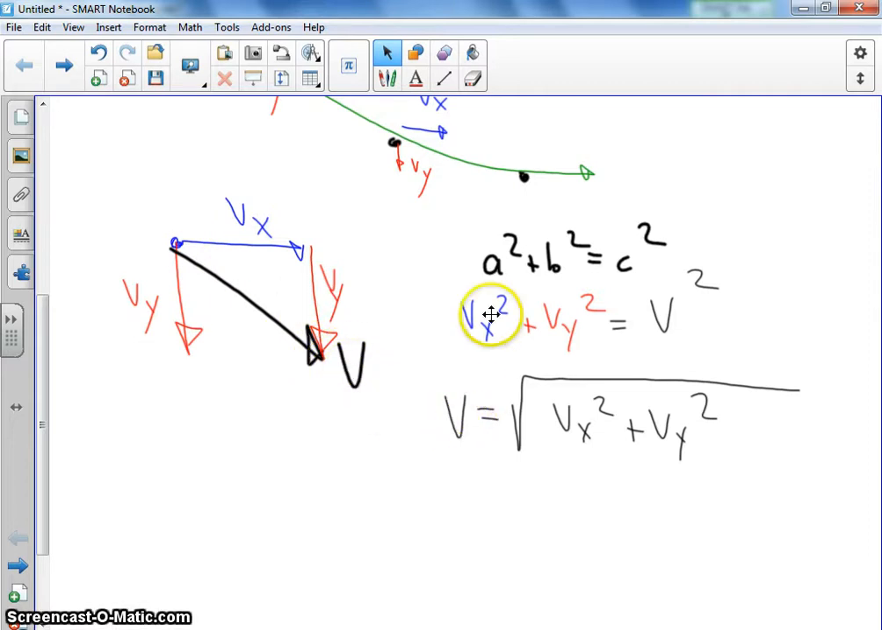So to do that, we just do a squared plus b squared equals c squared. Substitute our values in for velocity. And the speed that we're looking for is the square root of Vx squared plus Vy squared.